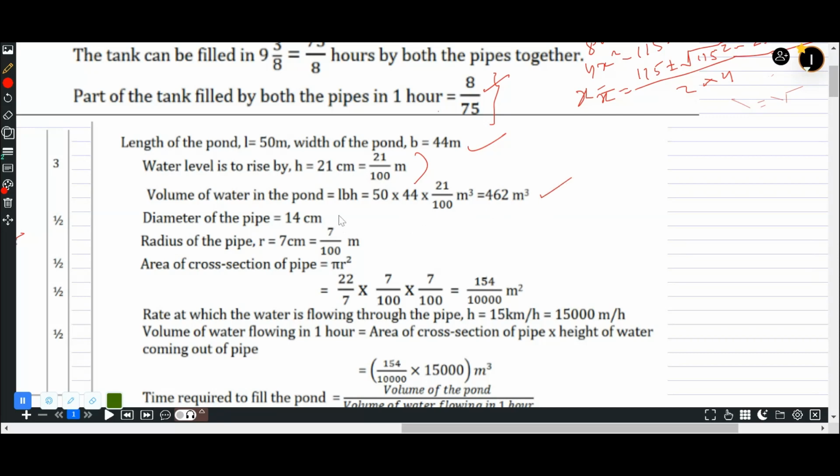The diameter of the pipe is given, 14 centimeters. Radius of the pipe will be 7 by 100. So what is the volume of a cylinder? Now just think of it. This is a cylinder of which radius is r and height is h. So the cylinder's volume will be pi r square h.